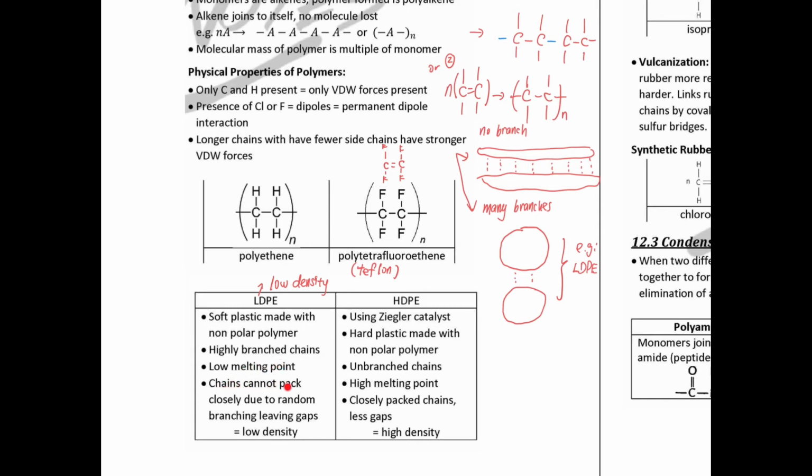So chains cannot pack closely due to random branching, leaving gaps. So imagine you have a sphere here, and then another sphere over here, and another sphere maybe here. Okay, so there are gaps. There are many gaps in between. So because of the gaps, the plastic has low density. So it is very light. Imagine a plastic bag. A plastic bag is very light. So that is LDPE. Okay.